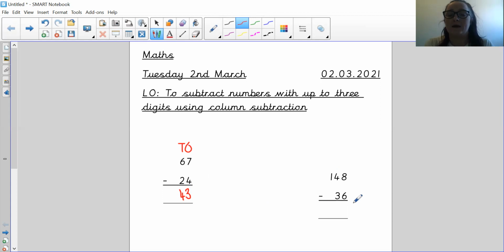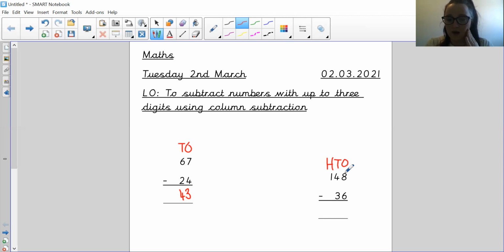Let's have a look at this one. Now this one is going up into the hundreds, so it gets a little bit more difficult because we've got more numbers to juggle about. First of all, I'm going to add the column subheadings. I've got my hundreds because I know it's a 3-digit number. So my hundreds, my tens, and my ones. Now, as always, start on the right-hand side looking at the ones column.